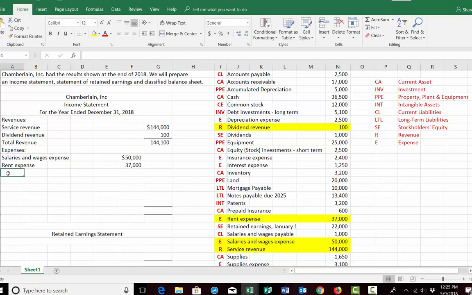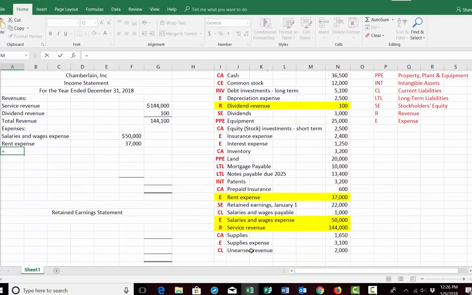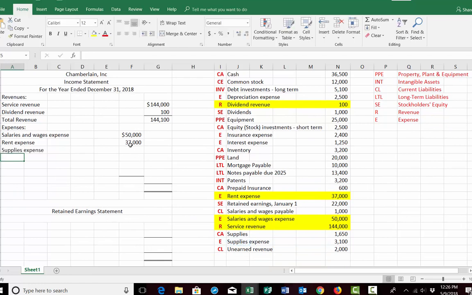All right, next is supplies expense. Remember, supplies expense is the amount of supplies that we used up. Supplies are the amount of supplies that we still have left, so that's an asset. Okay, so supplies expense, and then we have, it looks like depreciation expense is next. So we're going to take depreciation expense, and that is here. Okay, and then we have insurance and interest, and our insurance is a little bigger. So we'll put that first, and then our interest.